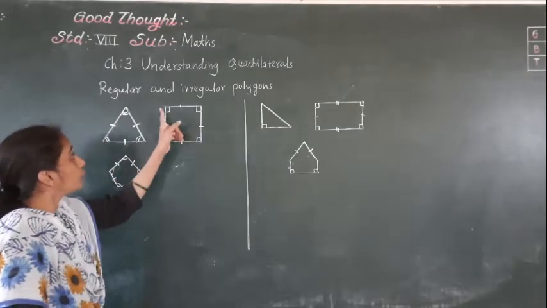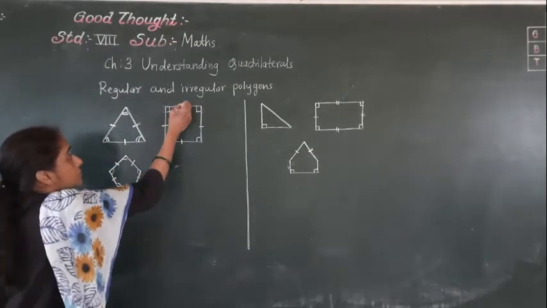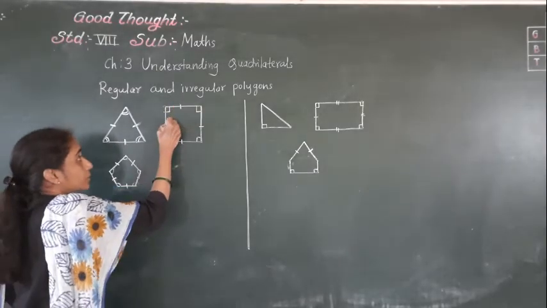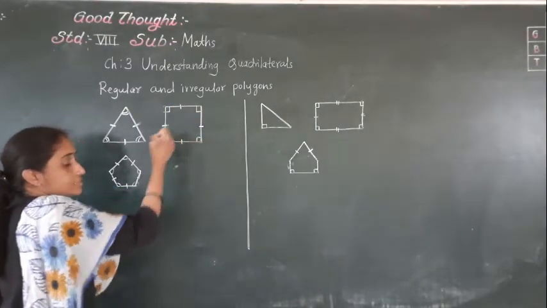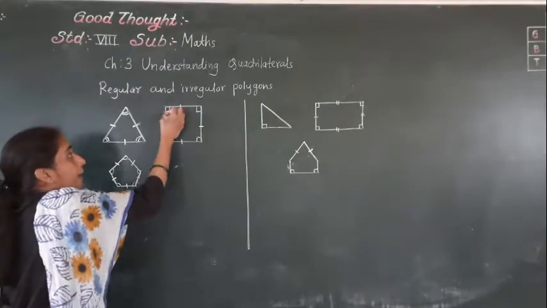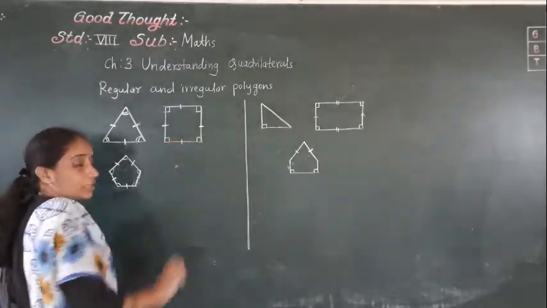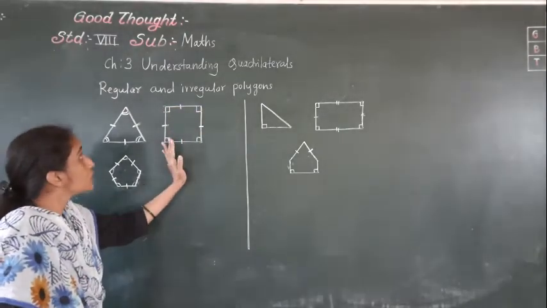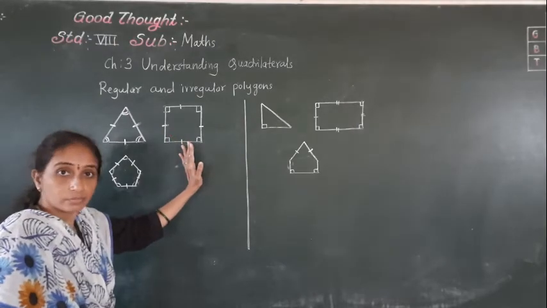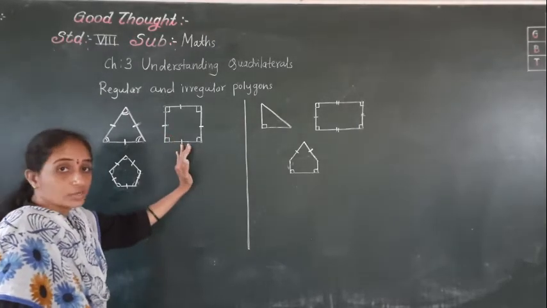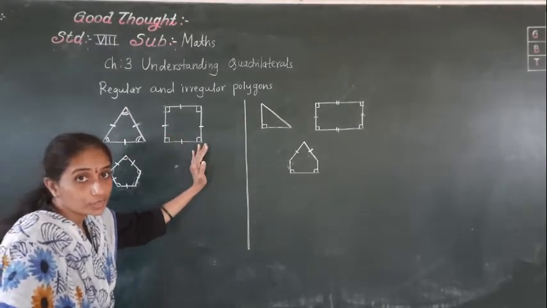Okay, now if we observe, this is a square. This is also shown: these sides are equal. Okay, angles are also equal. So, this is also a regular polygon.